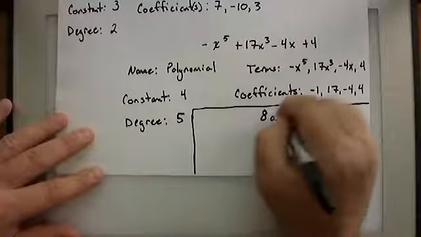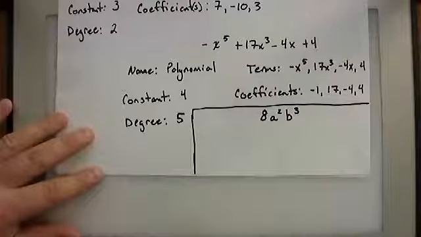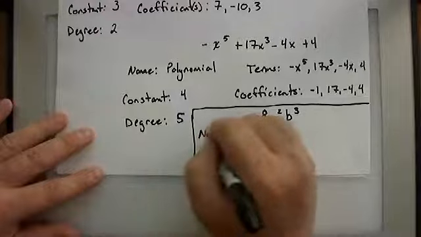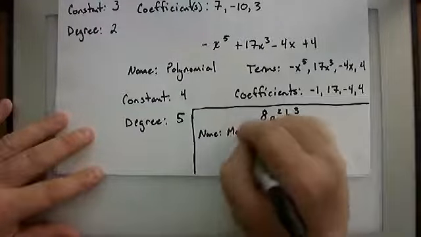Let's say I gave you 8a squared b to the 3rd. That's it. 8a squared b to the 3rd. What would the name be? Well, this one only has one piece, right? So this would be a monomial.